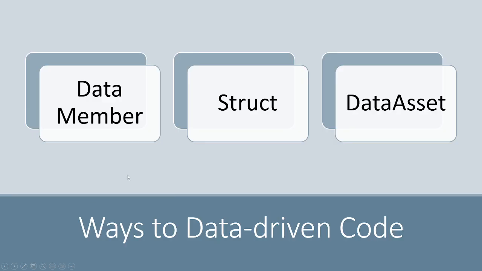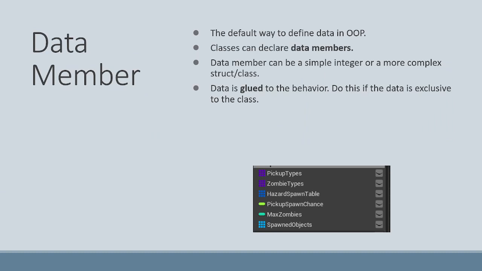Now, ways to data-driven code. So these are three ways. We could either use data members, we could use struct, and in Unreal, we could use data asset. Now, si data members, basically, these are just like the variables you have in Unreal. Ito yung change natin, yung ginagawa natin na like pickup spawn chance, mga yun. So, classes can declare data members. Data members can be a simple integer or a more complex struct class. And this data is glued to the behavior.